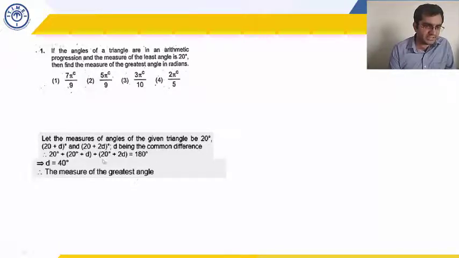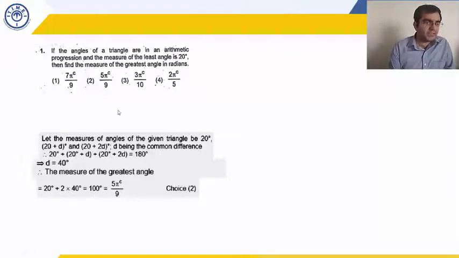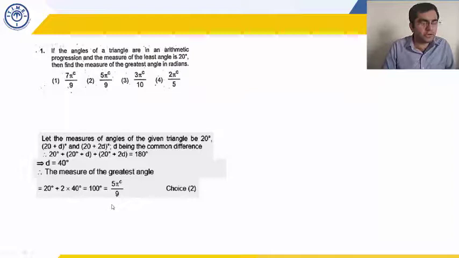And what is your greatest angle? 20 plus 2D is your greatest angle. That is 20 plus 2 into 40, that is 100 degrees. Okay. So you got the angle as 100 degrees, but all the answer options are in radians. So you need to convert your answer to radians. So how do you convert your answer to radians?